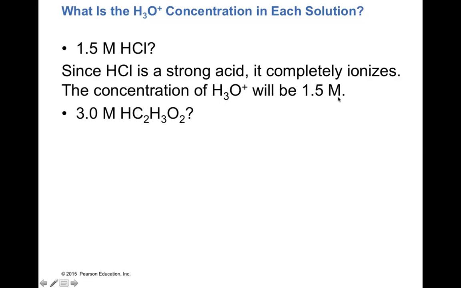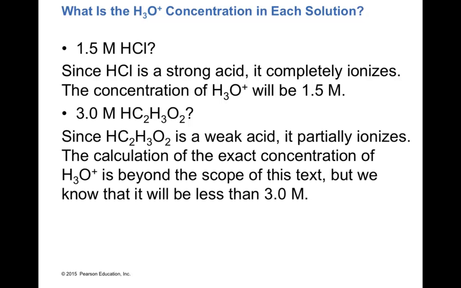Now, what happens if we have a 3.0 molar concentration of HC2H3O2? This one is a weak acid, so it's going to be partially ionized. So that means that the concentration is going to be less than 3 molar, because not all of this is going to be completely dissociated. It's going to be really, really lower than 3 molar, okay, because it's not a strong acid. So if you have, for example, 10 of this acid, just one of them is going to be dissociated. So the concentration is going to be really, really low compared to the concentration of the acid per se.